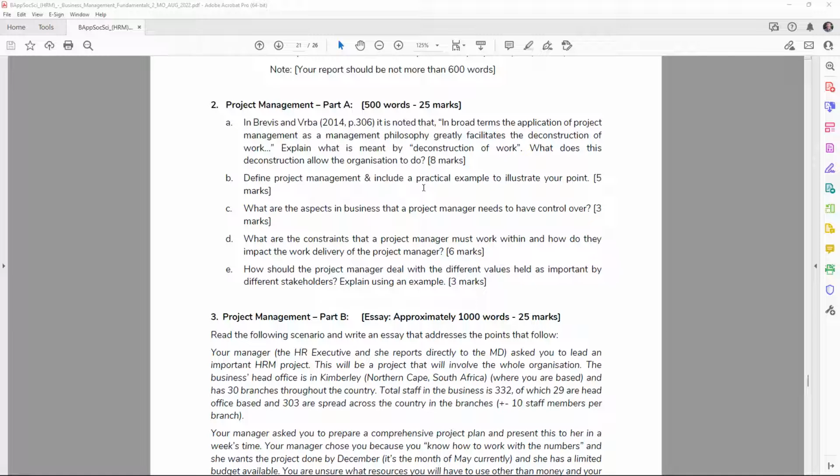Also, in a similar vein, what are the constraints that the project manager must work within, and how do they impact the work delivery of the project manager? So there are various constraints, some of them would be immediate constraint would be the design of the outcome of the project. What is it that they need to achieve?